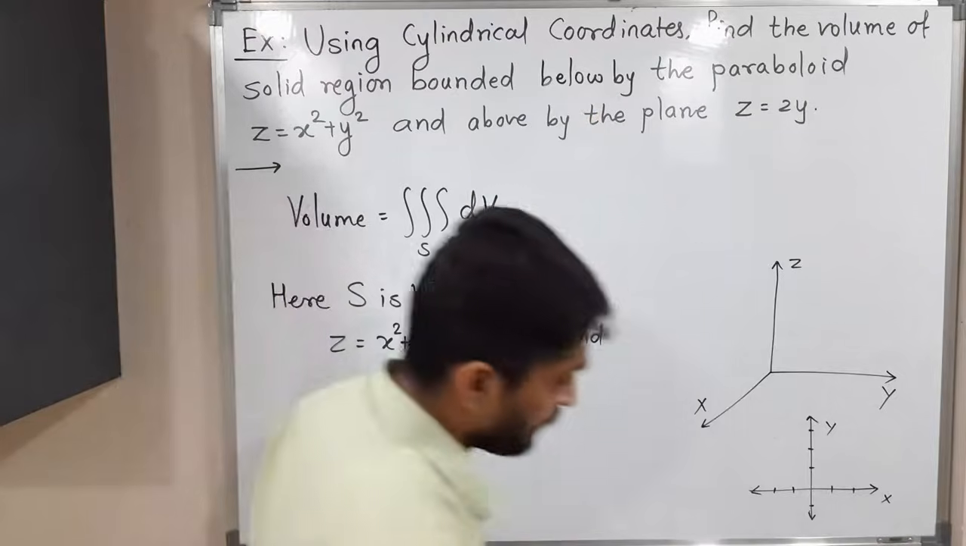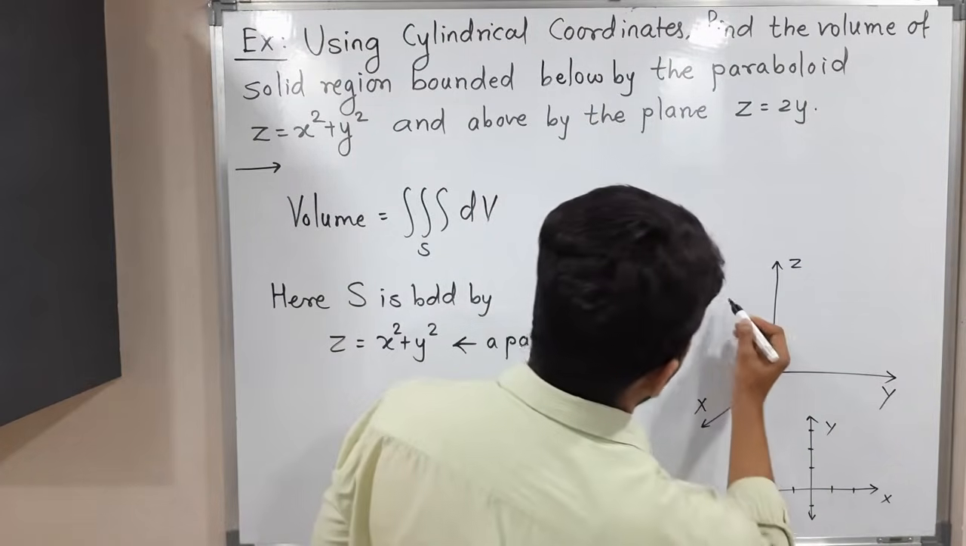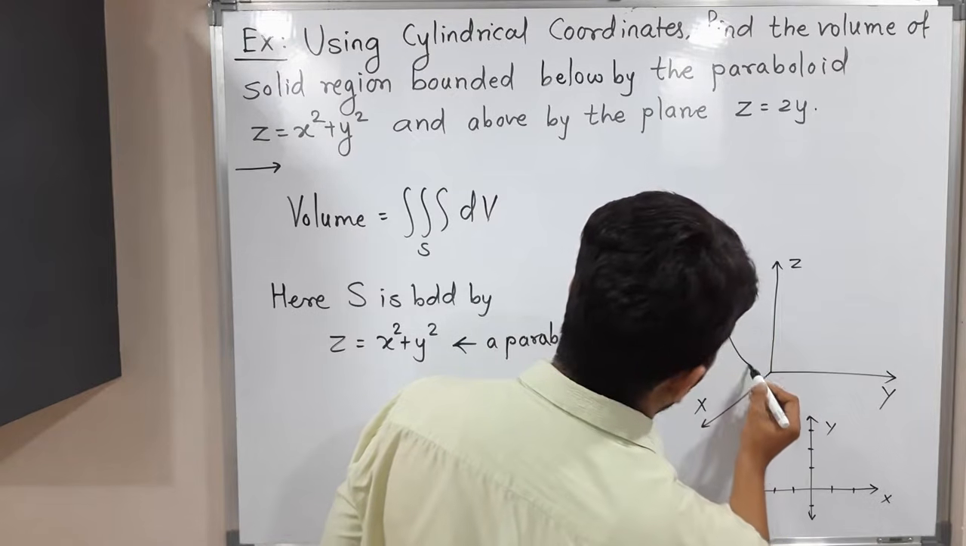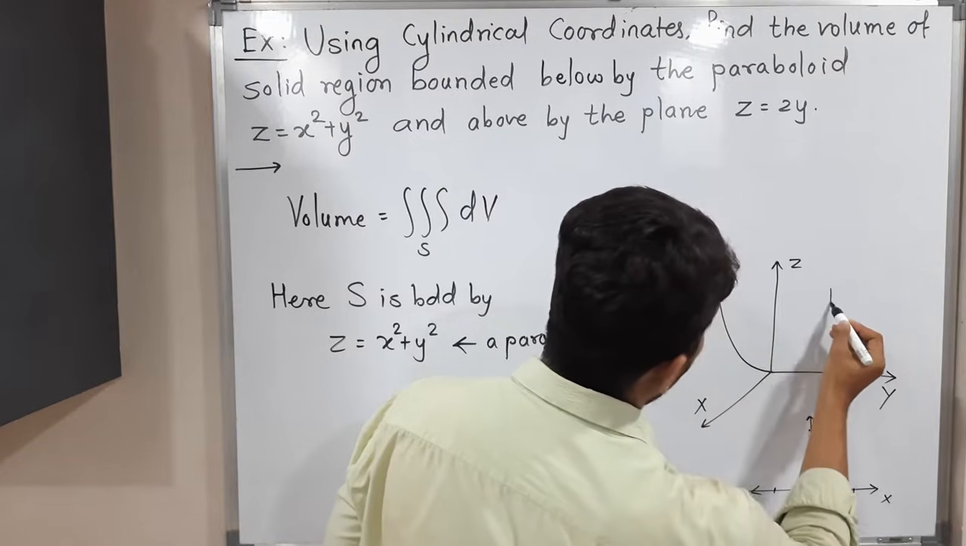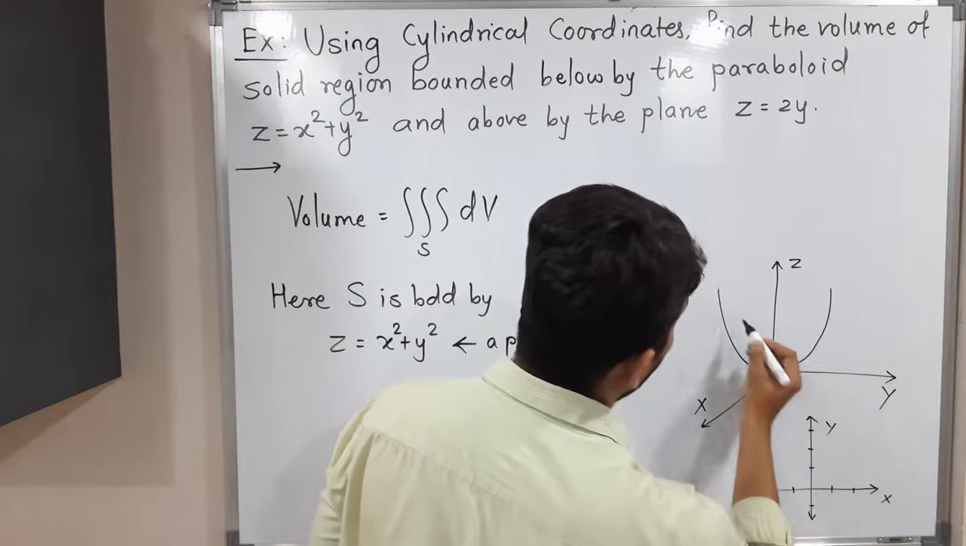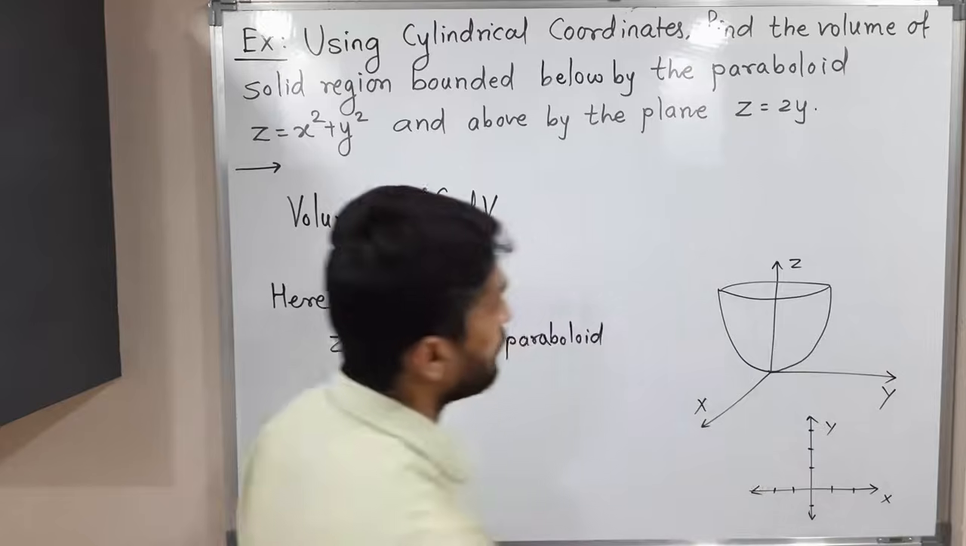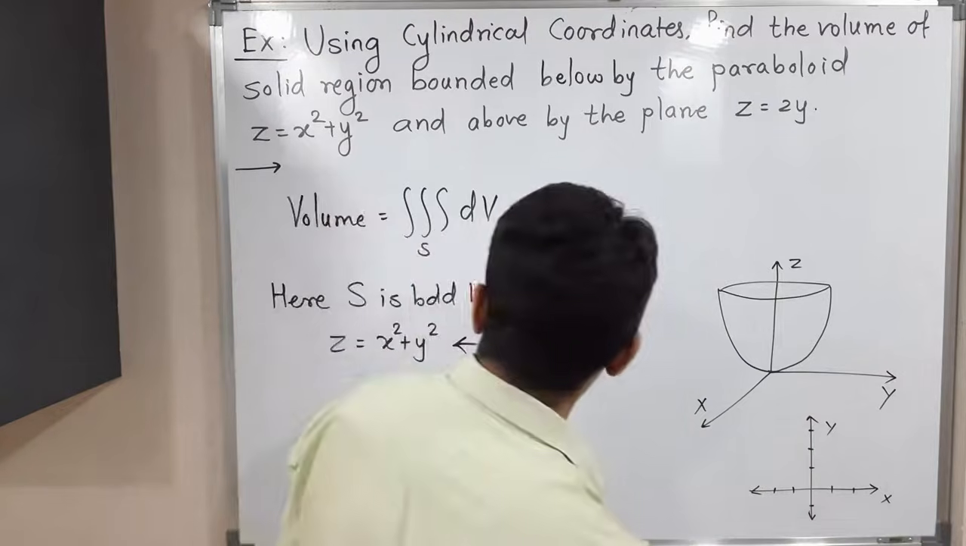So let me draw the paraboloid here. We will have a paraboloid like this. You know that paraboloid means if you have a parabola and you rotate it about any particular axis, we will have the shape of a paraboloid. So we have this type of paraboloid here. Let us go further.